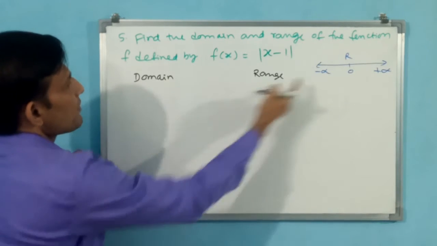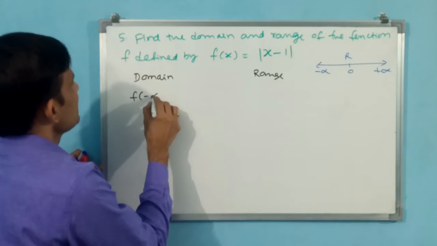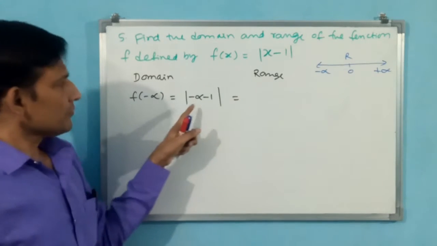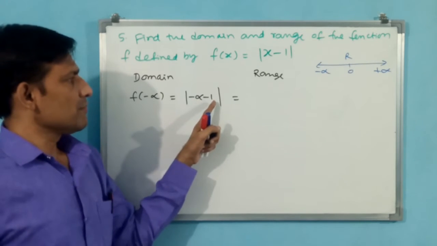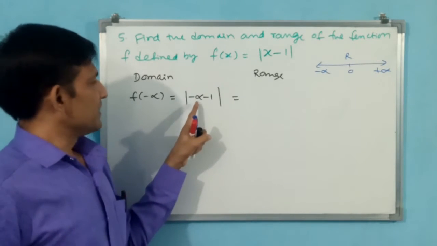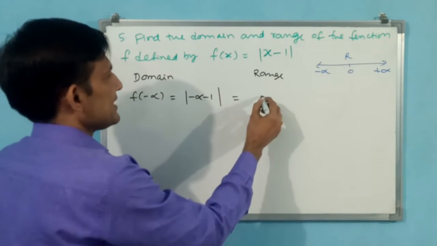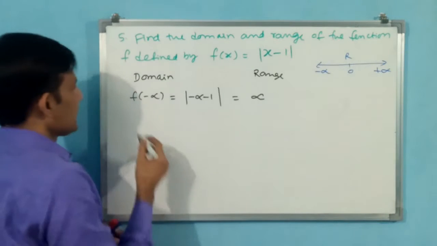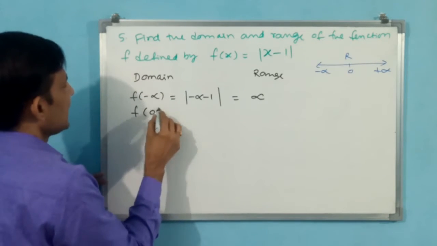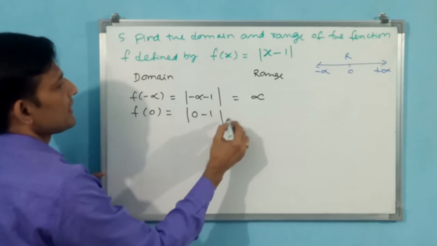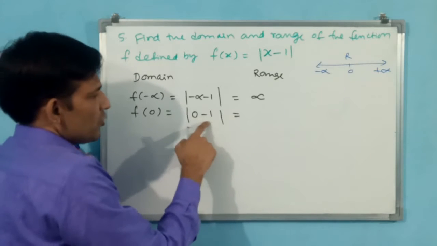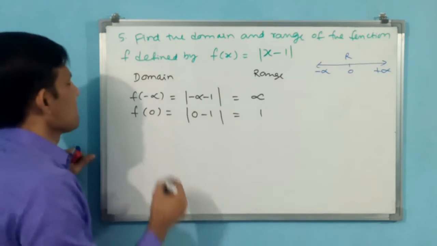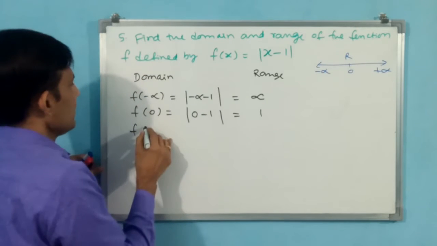Domain I am giving first minus infinity, f of minus infinity, then minus infinity minus 1 modulus. In front of infinity, minus 1 is small, that is why it will still be minus infinity. But this minus infinity after modulus will become plus infinity. That means if you give minus infinity as a domain, plus infinity is coming as a range. Okay, now I give 0. 0 minus 1 means minus 1. Minus 1 after coming out of modulus is going to become 1. Now I give infinity.